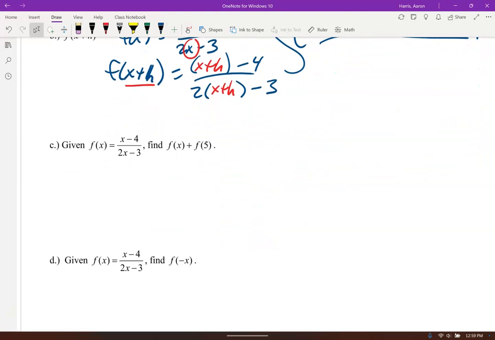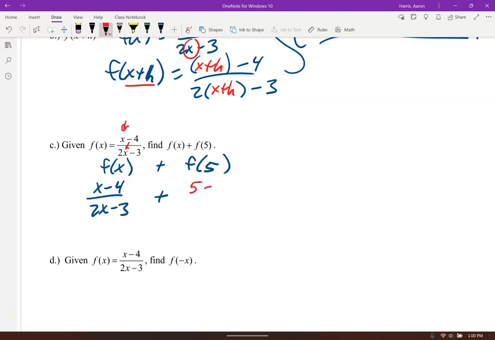All right, the next one we'd have is f of x plus f of 5. So f of x is the original, x minus 4 over 2x minus 3. f of 5, now we're punching 5 in for the x's, right? So 5 minus 4 over 2 times 5 minus 3. So this becomes x minus 4 over 2x minus 3 plus 1 over 10 minus 3, 7.